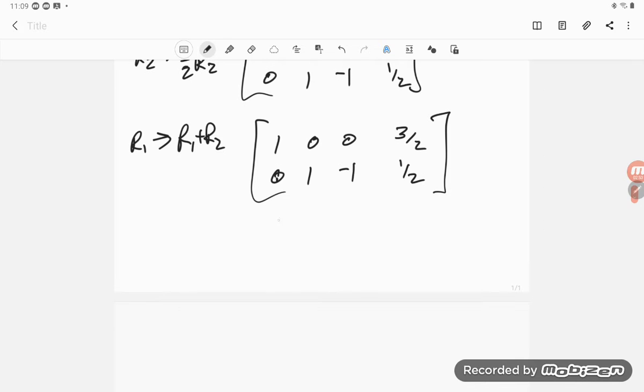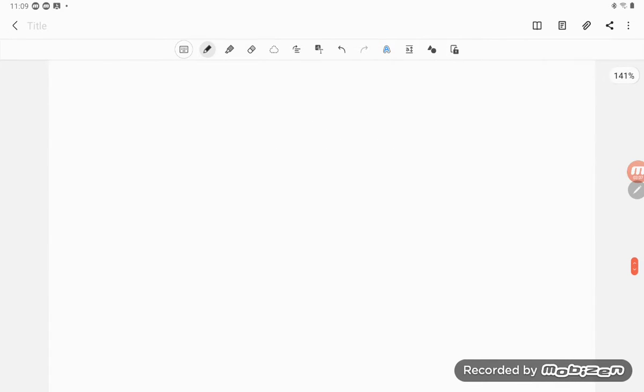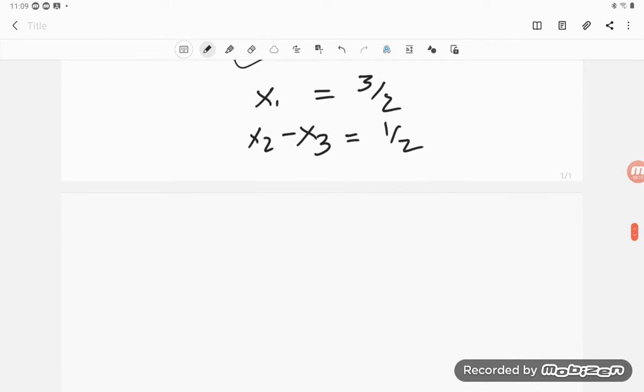And so this is x1 equals 3/2, and x2 minus x3 is equal to 1/2. Well, so if I'm writing that solution, whoops, that was kind of amazing. If I'm writing that solution, gotta watch where my hands hit, I guess.